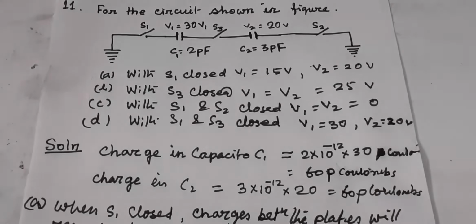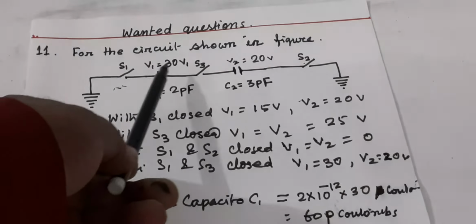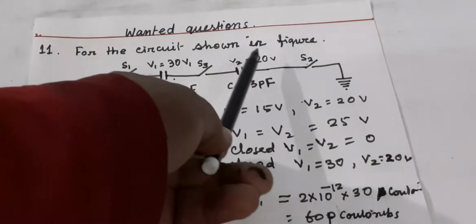And then with S3 closed, suppose S3 is closed, can the potential drop across the capacitor change again to 25 volt? Not possible. B is also a wrong statement. Number C, S1 and S2 closed. Now the end capacitors are closed, this switch and this switch are closed. Now what will happen? These charges are positive on this side, negative on this side. Similarly, positive on this side, negative on this side. What will happen?